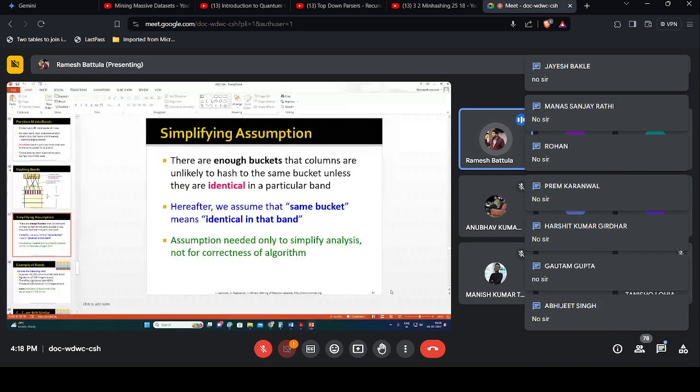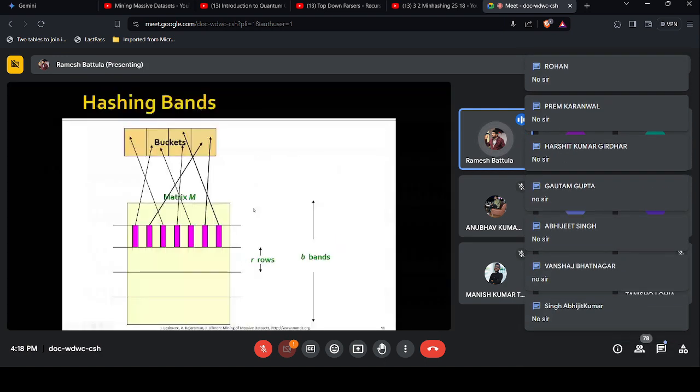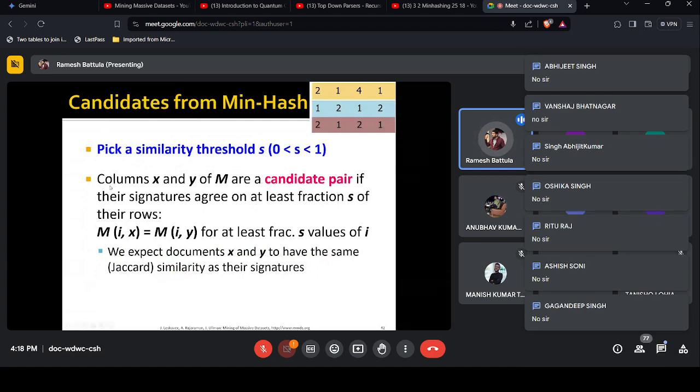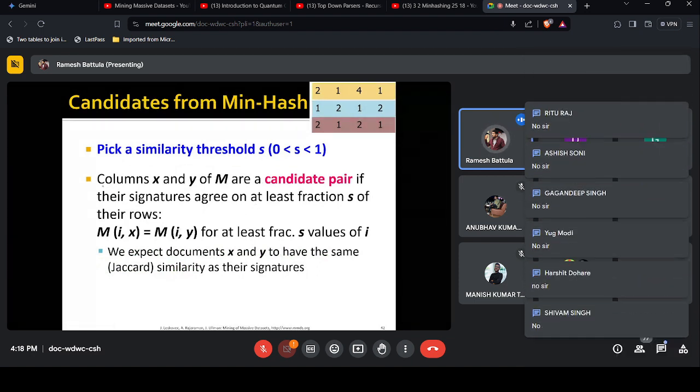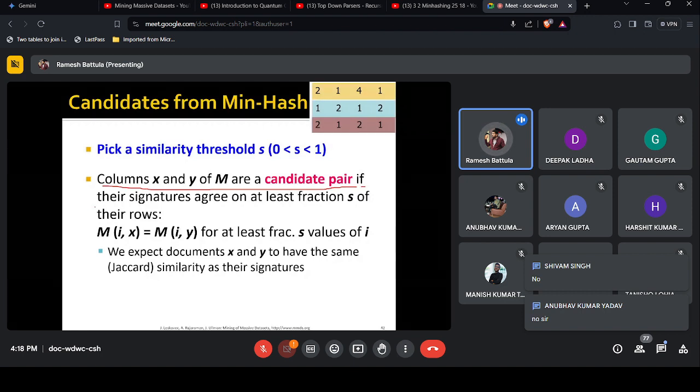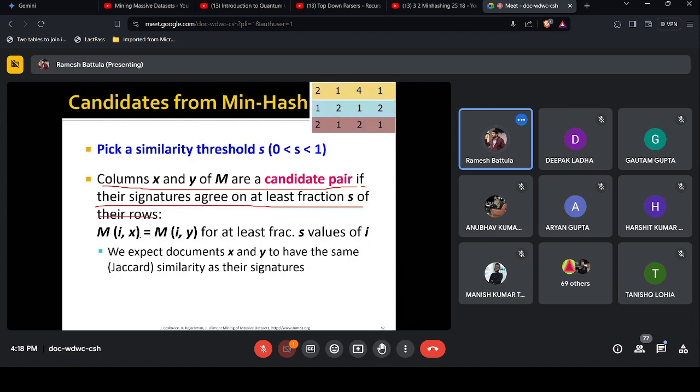Again, I will explain. Please try to concentrate on this. So, what is a candidate pair? Just observe the candidate pair here. In the candidate pair discussion, column X and column Y of M are a candidate pair if their signatures agree on at least a fraction S of their rows. It means the matrix of i,x is equal to the matrix of i,y should be there.